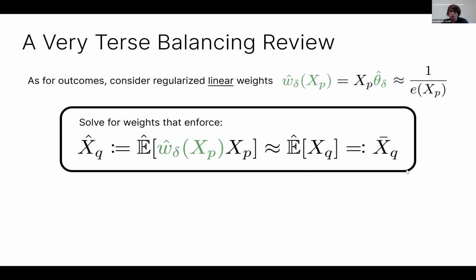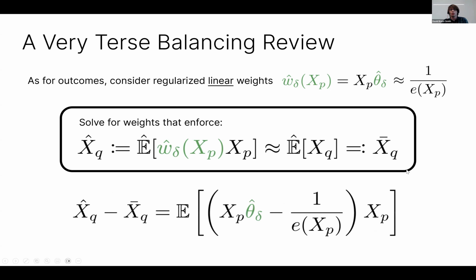So why does this work? Why does this estimate 1 over E? Well, one way of seeing this is that this difference between X bar hat and X bar in the population is just equal to X times (X theta minus 1 over E). So these are just exactly your residuals times X. And what happens when you have a residual times X? Well, that's just the normal equation. So that's why this is Riesz regression, because this is implicitly enforcing the first order condition from doing least squares regression of X theta on 1 over E.